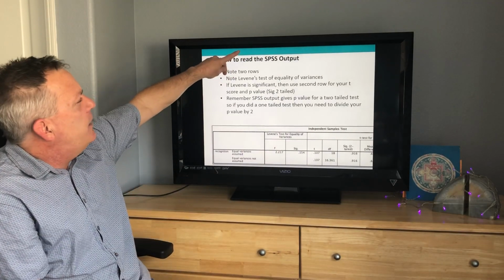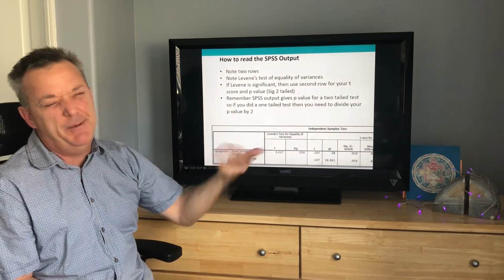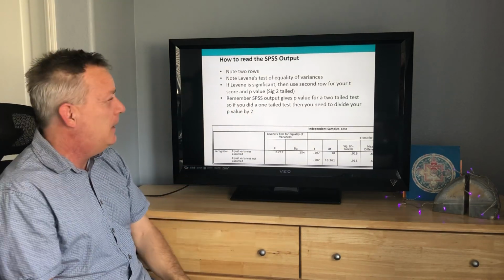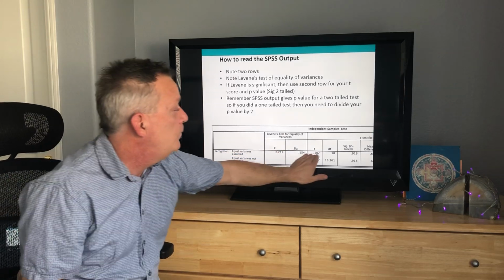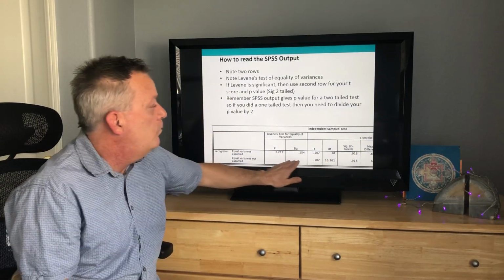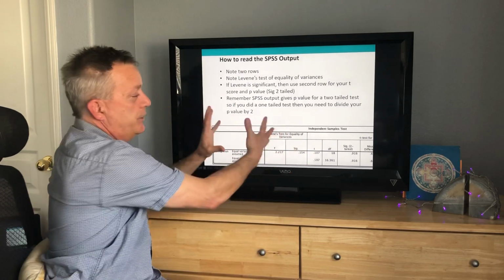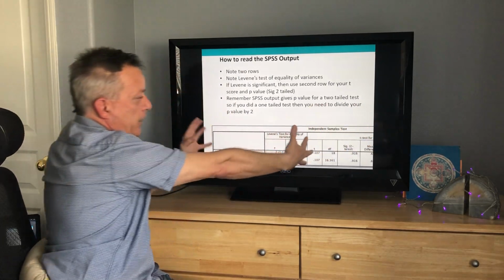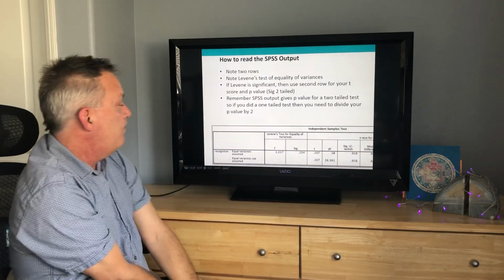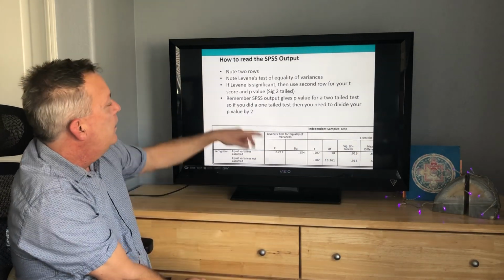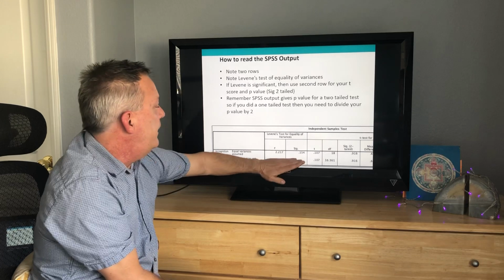So how to read the SPSS output? You'd be like, no problem, give me that SPSS output. I'll tell you what it's all about. Note the 2 rows of data. 1 row, 2 rows. I just blew this up so you can't see the whole thing, but this is your output of the most important data.